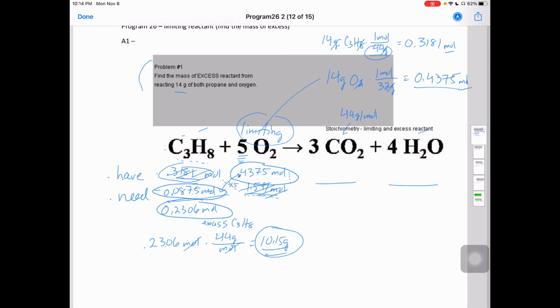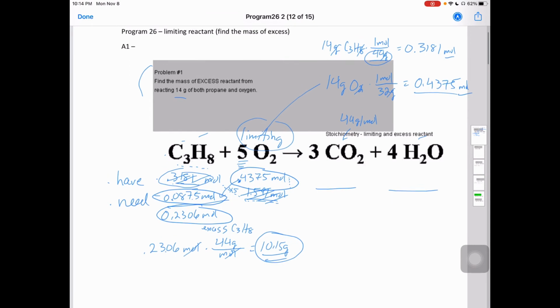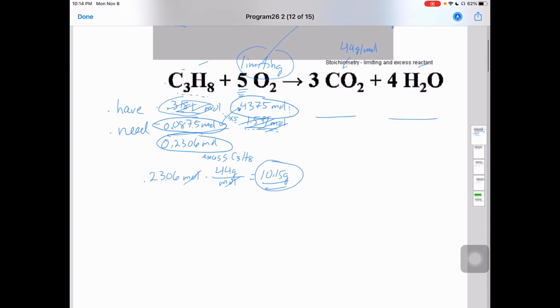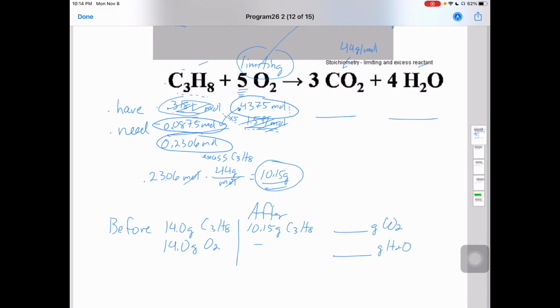So I'm going to talk about before and after. I've seen several ways on the internet of people showing this. One is called a BCA, before, change, after. So I'm going to write: before, I had 14 grams of propane and 14 grams of oxygen. And after, well, I got rid of some of that propane. I have 10.15 grams of propane, no oxygen. And then I've got so many grams of CO2 and so many grams of water as products.